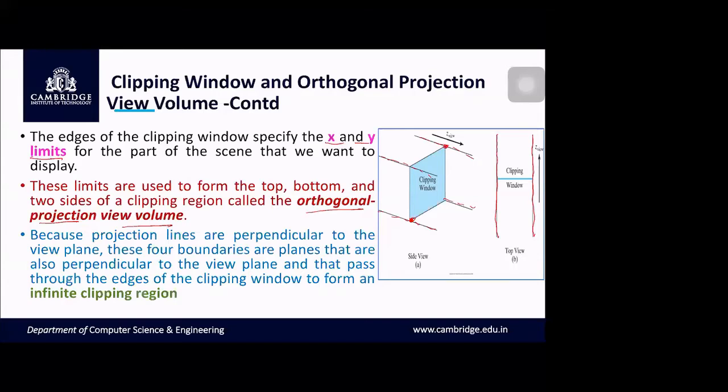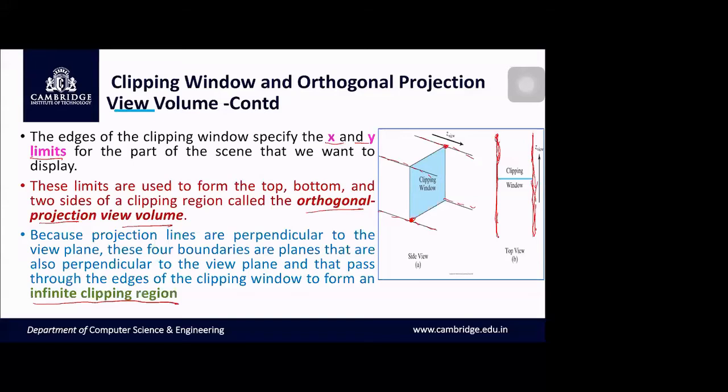Because projection lines are perpendicular to the view plane, these four boundaries are planes that are also perpendicular to the view plane and that pass through the edges of the clipping window to form an infinite clipping range. So I am giving this as a range. Whatever I do pass, that is passed onto the view plane also, right?